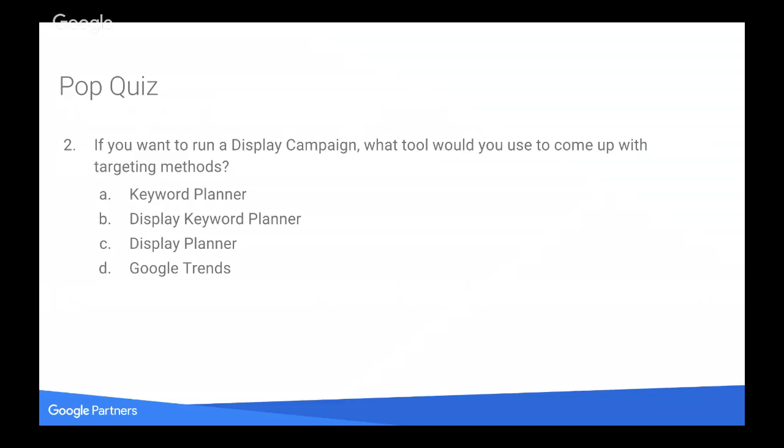Now, the second question is, if you want to run a display campaign, what tool would you use to come up with targeting methods? Could you use the keyword planner, the display keyword planner, the display planner, or Google Trends? The answer here would be the display planner. Now, the display planner, like I mentioned, helps you come up with potential placements for your ads, so that people who are going on the most relevant website, who are visiting the most relevant content in terms of the content that you are trying to distribute to them, will be able to see your ads and possibly download your app too.